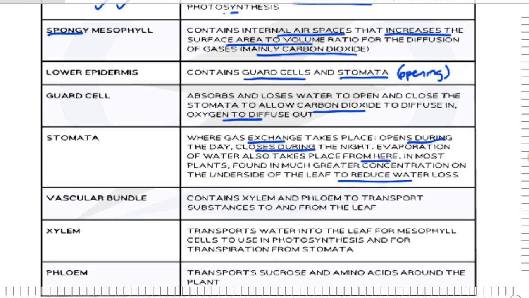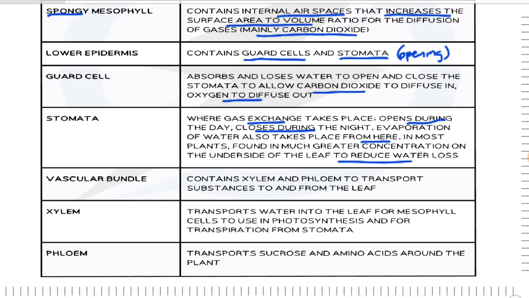Then we turn to the vascular bundle. The vascular bundle, that's where we have the xylem and the phloem to transport substances to and from the leaf. So the xylem transports water into the leaf for the mesophyll cells to use in photosynthesis and for transpiration from the stomata. Then the phloem transports sucrose, the sugars, and amino acids around the plant. So that's the purpose of the phloem, to transport food materials.